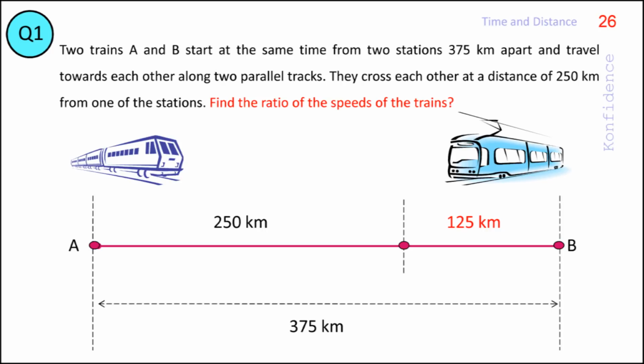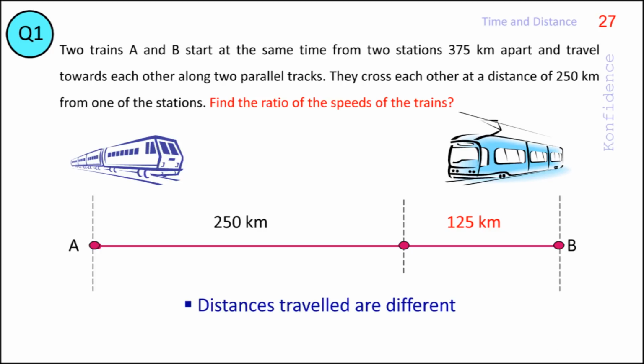Keep in mind that in all the problems involving time and distance, we are playing with three parameters: speed, distance, and time. In this question, if we consider the journey of the trains till the moment they meet, the variable that remains constant or takes the same value for both trains is the time. They started at the same time and traveled for the same time till they met. Distances traveled are different: 250 kilometers for one train and 125 kilometers for the other. Speeds will also be different.